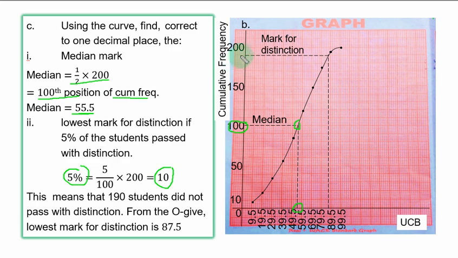So this is 190. You trace 190 to the curve and you trace down. If you trace down, you have it here. If you do the usual counting, it's going to be 87.5, because it is on the fourth line. So if you count from 79.5, you have 87.5 as the lowest mark you must get before you pass with distinction.